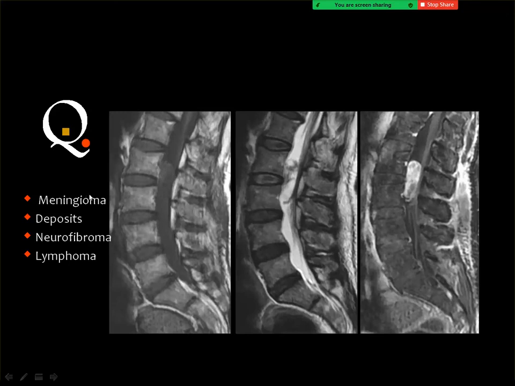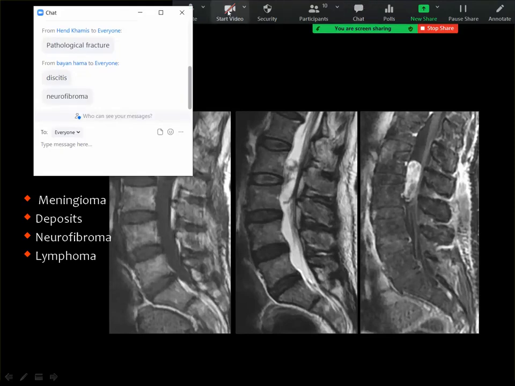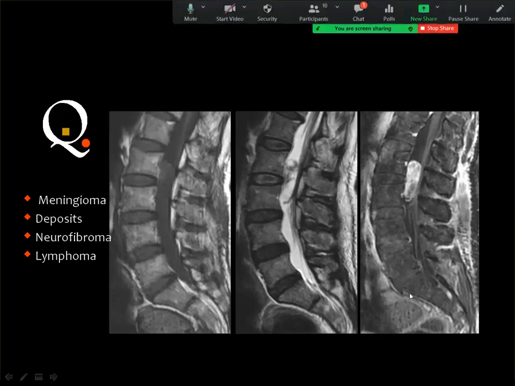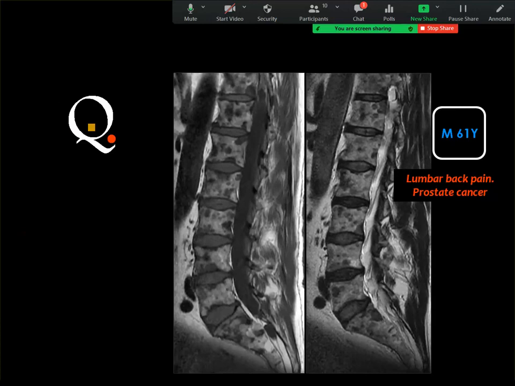The next case is a lumbar spine, sagittal T1, sagittal T2, and sagittal T1 post contrast with fat suppression. These are the provided possibilities. Do you think that this is a meningioma, metastatic deposit, neurofibroma or lymphoma? Yes, and the answer is right. This is the classic appearance of a neurofibroma with an oval-shaped configuration with internal non-enhancing areas of cystic component, and the typical location and typical appearance.